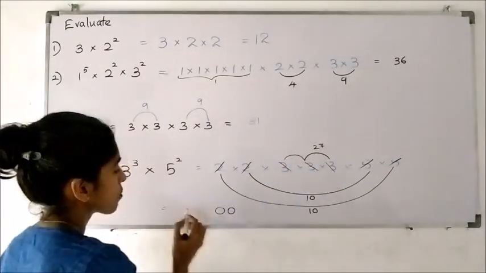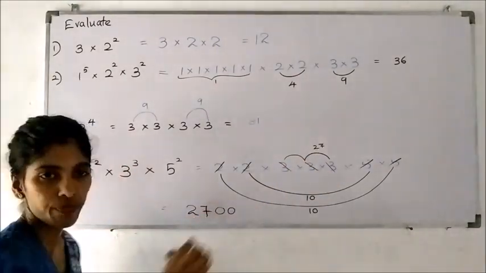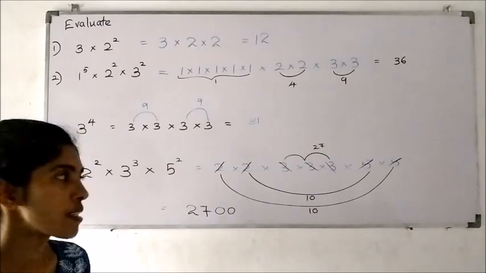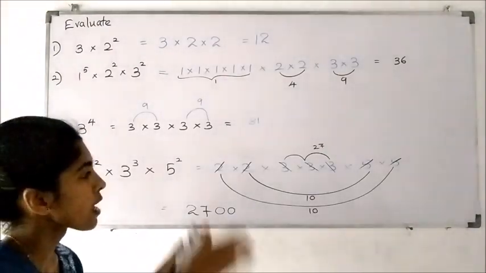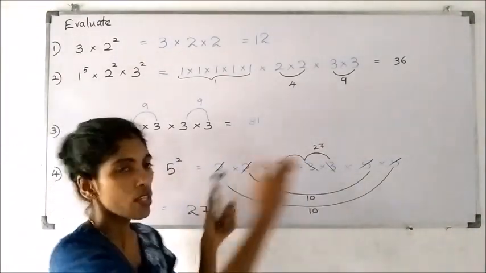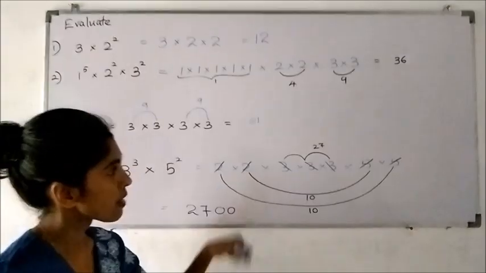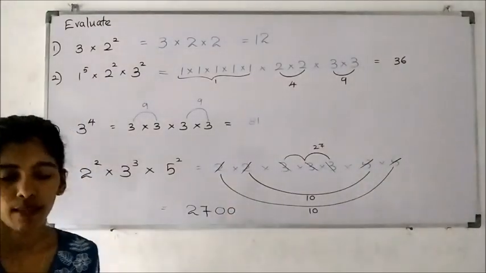Then here what is there? 2700. This is easy, right? If you really want, you can multiply from the beginning to the end. Otherwise, in this way also you can multiply.